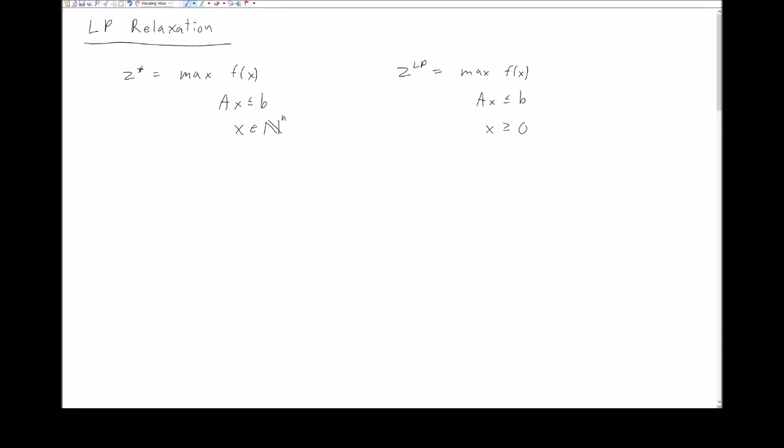In this lecture, we're going to introduce and talk about the main type of relaxation, or dual bound, that we're going to use. And that's going to be a linear programming relaxation. Here we have some integer program. And this integer program's feasible region is a set of lattice points.